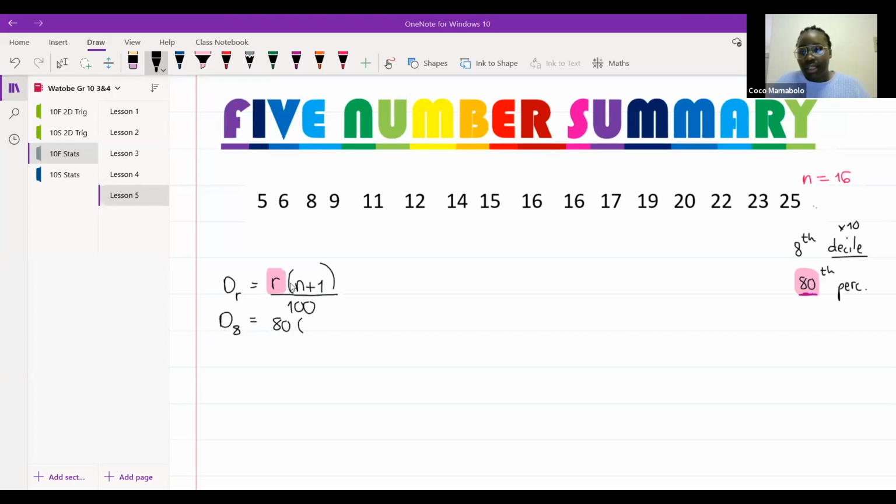That's where I'm also lost, ma'am. Okay, 16. That N just means how many values do we have? If I count them all up, I've got 16 values. So N becomes 16. Now I've got 16 plus 1, close brackets, all over 100. So you just put that into your calculator for me and give me an answer.